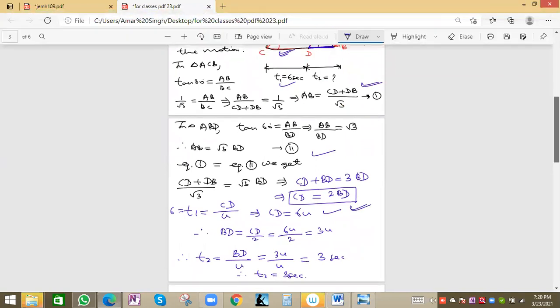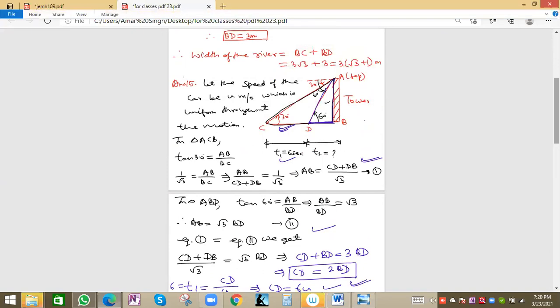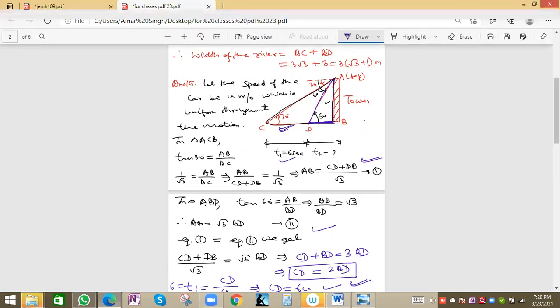See, logically this is a proper step, but logically also if you notice one thing, CD is double of BD. So whatever distance CD is, BD is basically half of it, and speed is the same. Distance is half, so time will be half, because speed equals distance by time. Distance will be equal to time into speed. So speed is the same, time double, distance double. Distance half, time will be half.